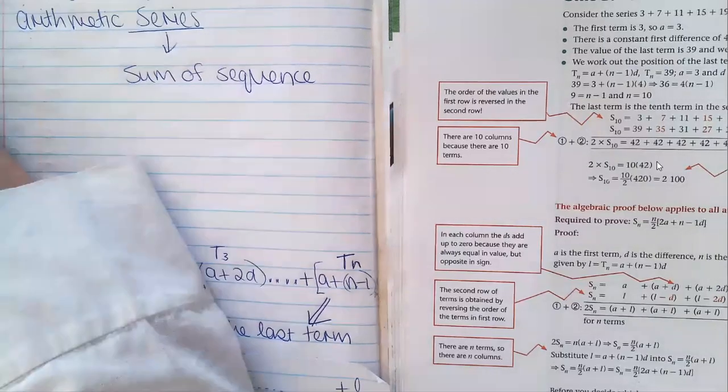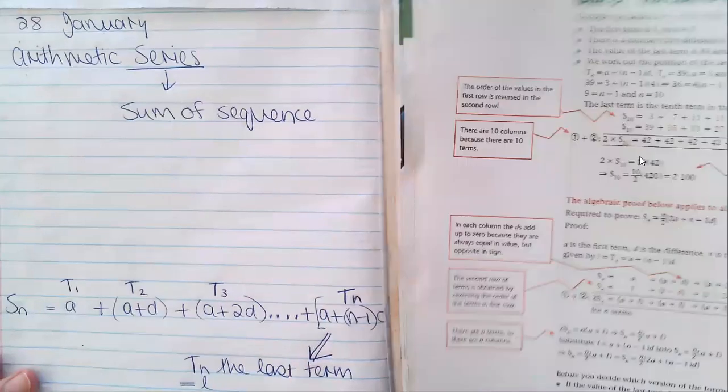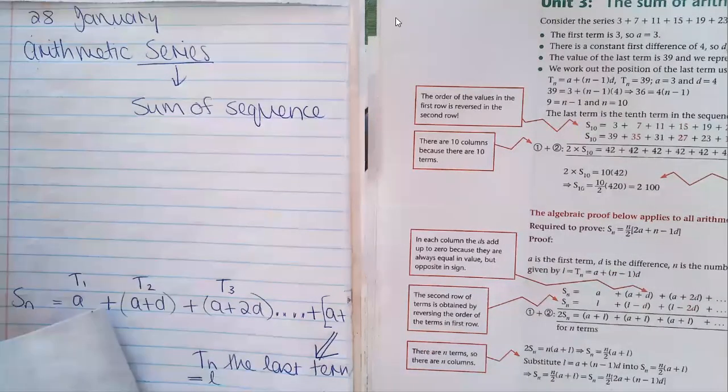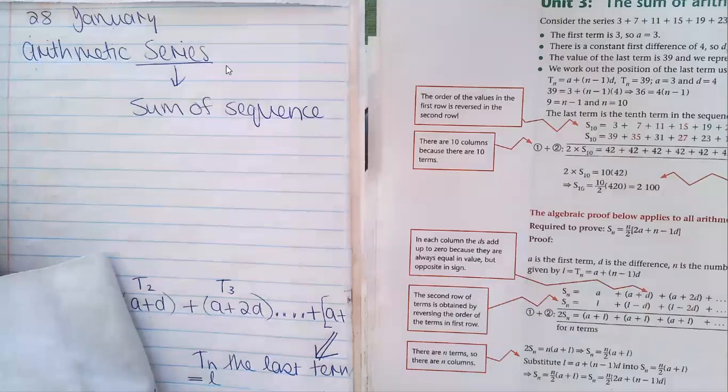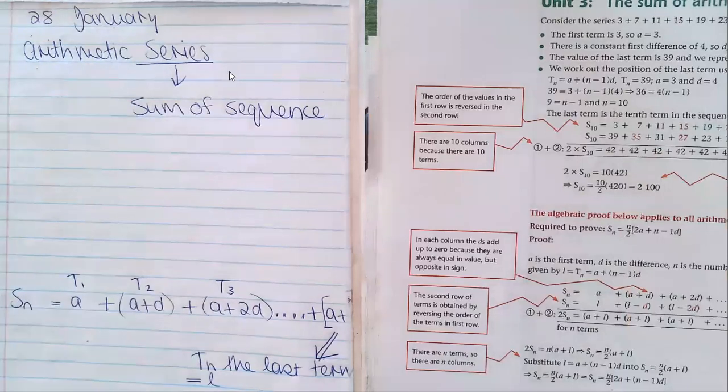Today is 28 January, and you write for me on top. Now we are talking about arithmetic series. So we are talking about series there, instead of sequences. Series means that it is the sum of a sequence. So in the same way you get an arithmetic sequence, you get an arithmetic series. An arithmetic series would be the sum of the terms in an arithmetic sequence.